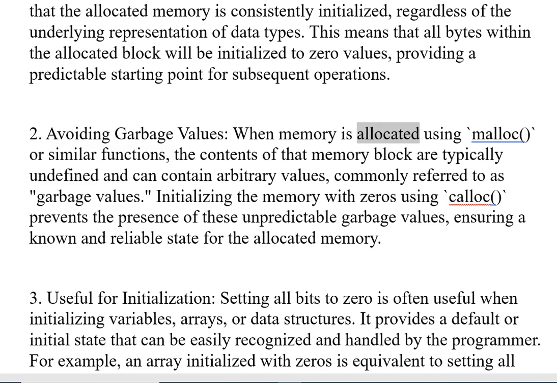2. Avoiding garbage values. When memory is allocated using malloc, or similar functions, the contents of that memory block are typically undefined and can contain arbitrary values, commonly referred to as garbage values. Initializing the memory with zeros using calloc prevents the presence of these unpredictable garbage values, ensuring a known and reliable state for the allocated memory.